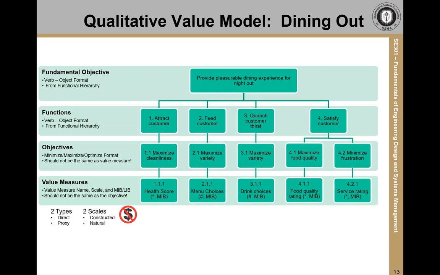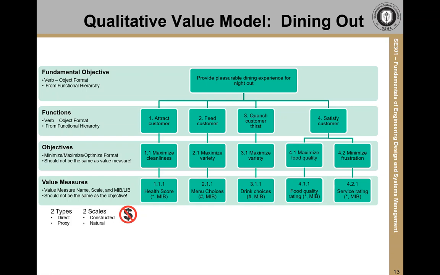Welcome back. I want to give an example now that we've talked through what a qualitative value model should look like, and we've talked in depth about value measures. An example to tie back to last lesson, this idea of dining out, going out for a night on the town, and how we'd look at that from the restaurant owner or restaurant manager's perspective.